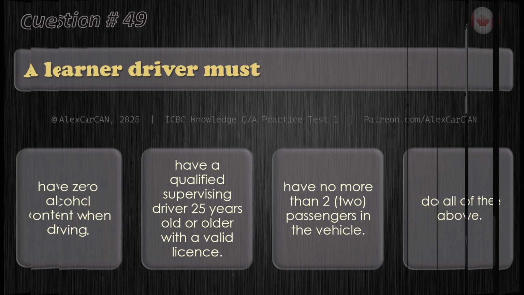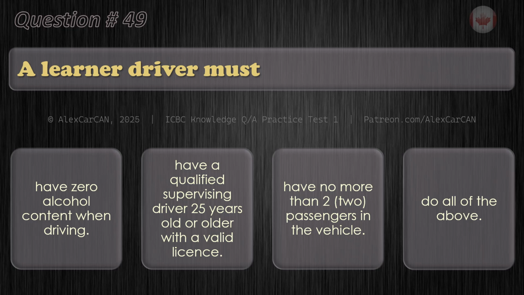Question number 49. A learner driver must have 0 alcohol content when driving. Have a qualified supervising driver 25 years old or older with a valid license. Have no more than two passengers in the vehicle. Do all of the above. The correct answer is do all of the above.